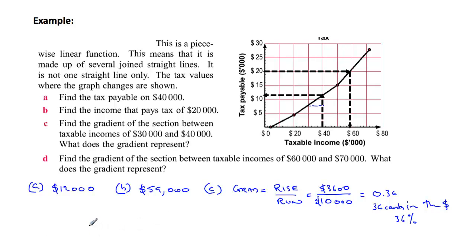And let's have a look at one last one to show the variation in the gradient. It says find the gradient of the section between taxable income 60 and 70,000. Now you'd expect the tax rate to be higher, and in fact it is. So we'll put our gradient here. We're going to have exactly the same distance of $10,000, but between $60,000 and $70,000. So that's 60 and 70 here. We're looking at the rise along here. You can read that off, and it turns out that you actually have a rise of $4,200.